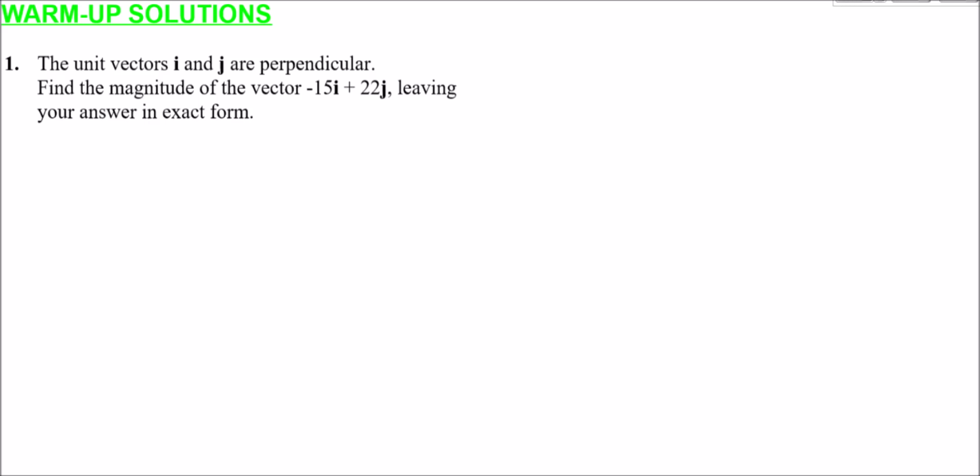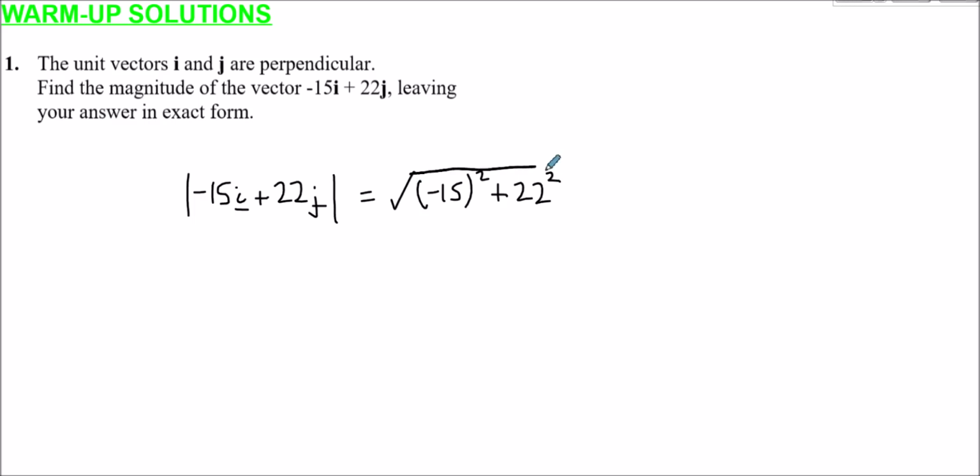Okay, so the magnitude of a vector we write with these 2 vertical lines in between. So the magnitude of a vector minus 15i plus 22j, like this, is just going to be the square root of the coefficient of the i squared plus the coefficient of the j squared, all of that square rooted.